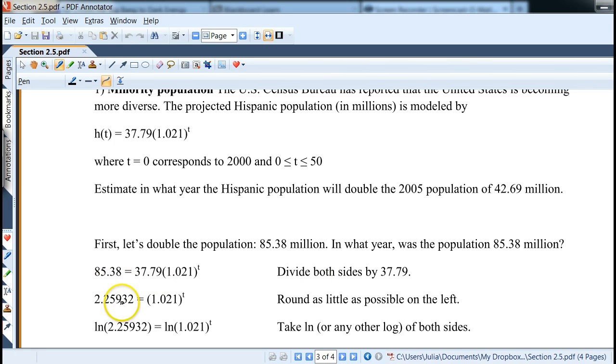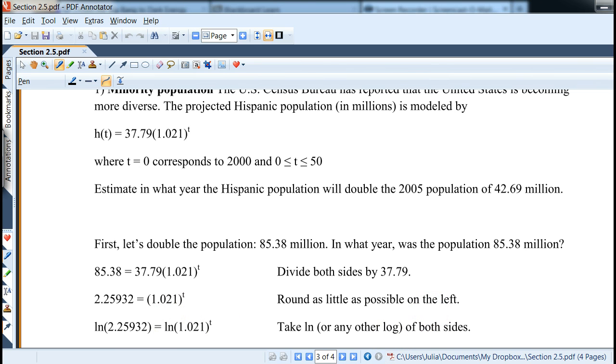But I noticed 5 decimal places usually works, but again, try to have as many as you can. Then how do we get this t down? Well, one of the properties of logarithms, you can actually use any log. I liked ln because we're going to see e later. So I took both sides of it by ln, or like I said, any other log.